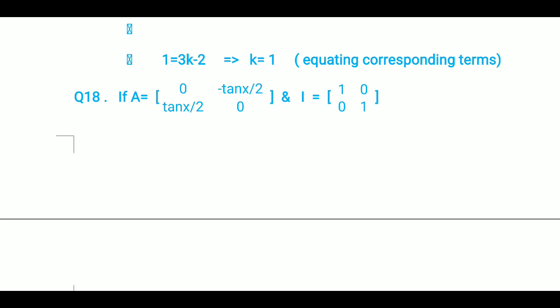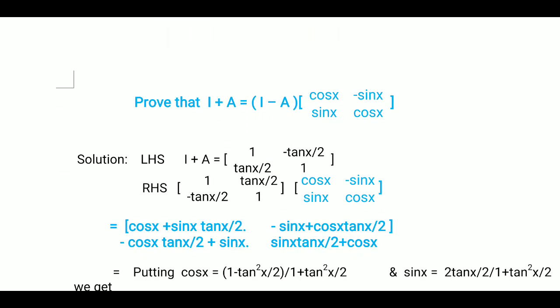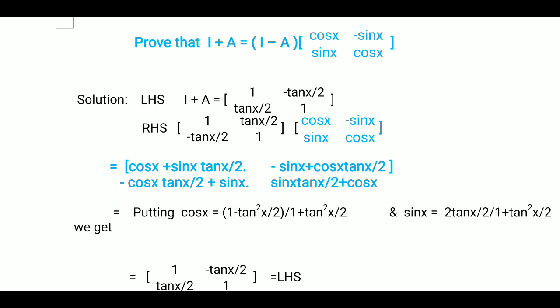If A is equal to the matrix [0, -tan(x/2); tan(x/2), 0] and I is the identity matrix [1, 0; 0, 1], we have to prove I plus A is equal to I minus A times the matrix [cos x, -sin x; sin x, cos x]. Firstly we find I plus A, adding corresponding elements we get [1, -tan(x/2); tan(x/2), 1]. Similarly our right hand side, I minus A becomes [1, tan(x/2); -tan(x/2), 1] into [cos x, -sin x; sin x, cos x].